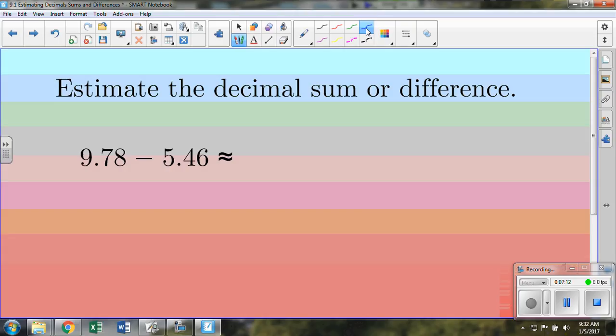9.78. 78 is above 75, so that's going to round upward to 10. 5.46. It would be 5.25. That would be 5.5, because 46 is really close to 50. And then thinking of subtraction, 10 subtract 5.5 is 4.5. And there's my ballpark estimation.